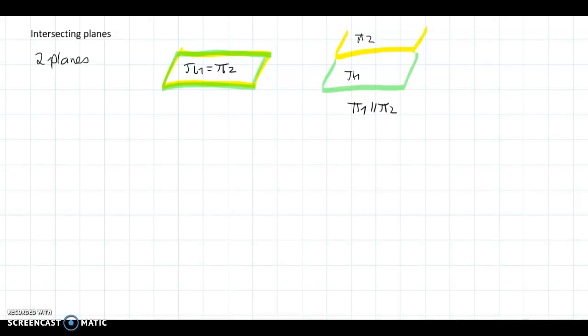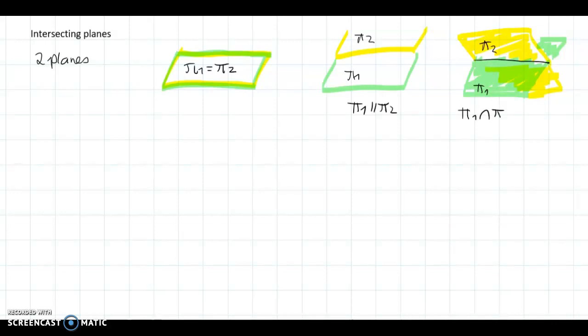If this is not the case, then the planes will intersect, as we see maybe in this picture, if you can see it. I have my green plane over here and the yellow one, and they intersect on a line over here. So pi1, when intersected with the plane pi2, is equal to a line.